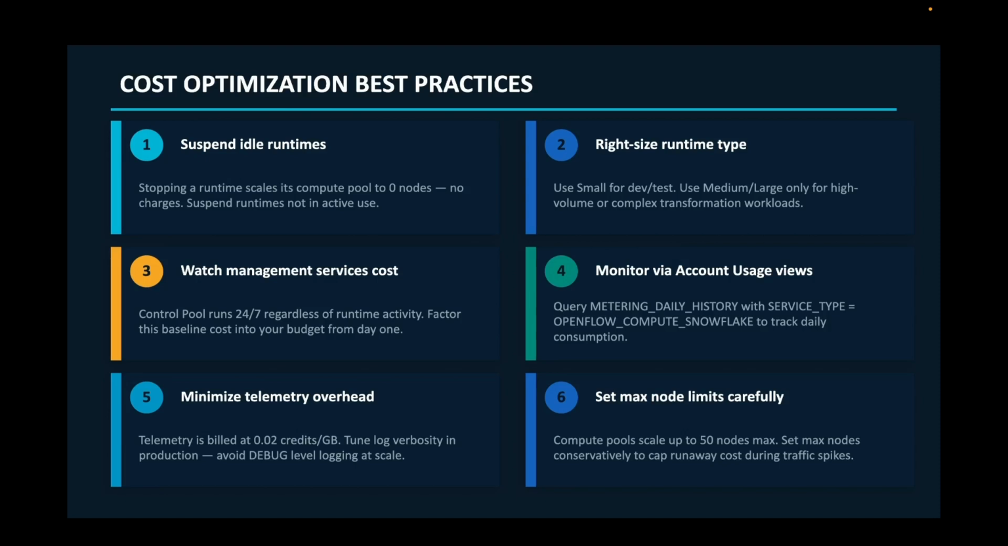And set the max node limits carefully. When you are scaling up, it can go up to 50 nodes max. But you want to limit that, otherwise for some workloads, because you have available nodes in the pool, it can go all the way up to 50 nodes. So it is important to set your max node, meaning how many nodes you want to horizontally scale, appropriately.